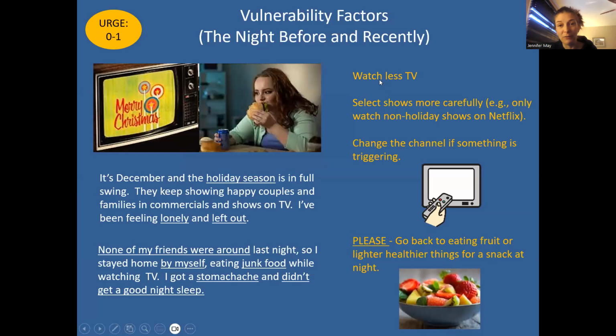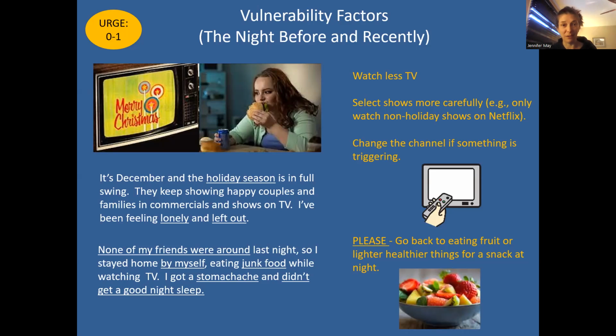So one thing you could do, if TV is triggering, especially if you're seeing all the holiday happiness on TV, maybe watch less TV or select your shows more carefully. Maybe just watch non-holiday shows and watch them on Netflix, so there's no commercials, or you're just very carefully selecting what it is so that something just doesn't come on randomly and trigger you. And if something does get triggering, you could always make sure you're changing the channel, which takes some willingness. You have to be willing to change the channel.